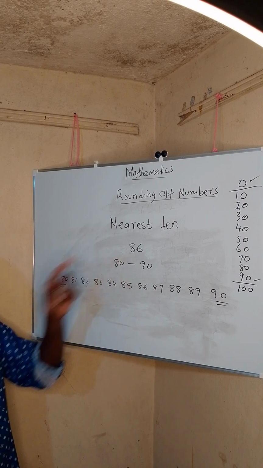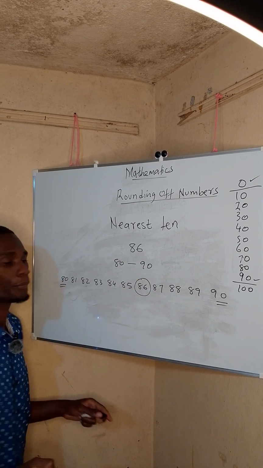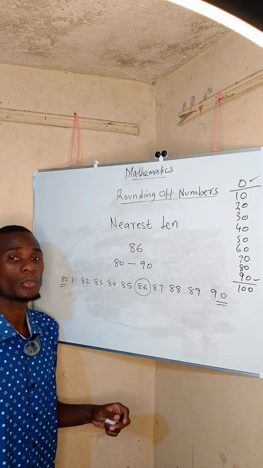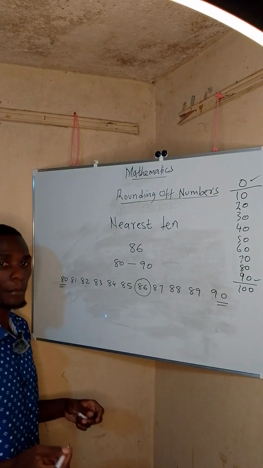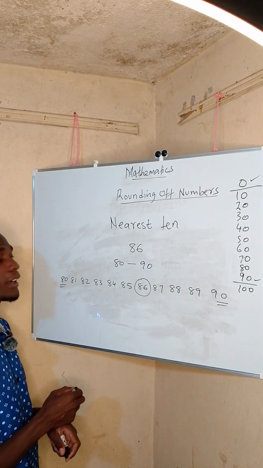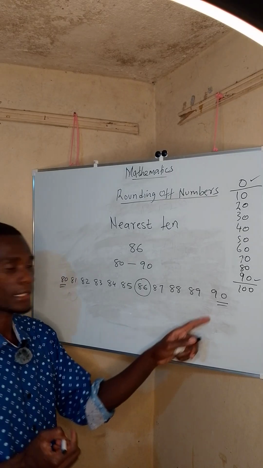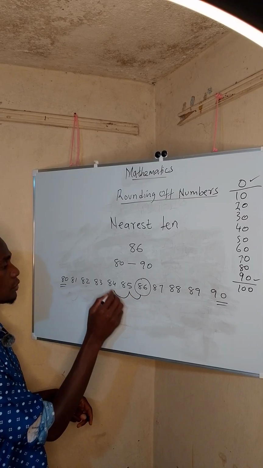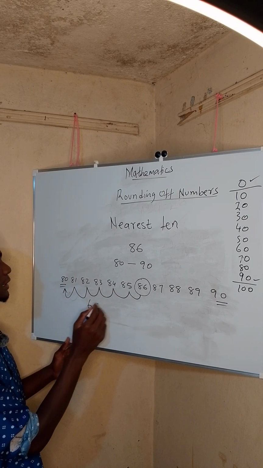So let us go to 86 and I highlight it. It is here. That is where our 86 is, which we are supposed to round off to the nearest tens. Tens are here. So the same process or the same procedure, counting the number of steps from 86 to 80 and from 86 to 90. So let us start from 86 backwards to 80. 1, 2, 3, 4, 5, 6. Those are 6 steps.